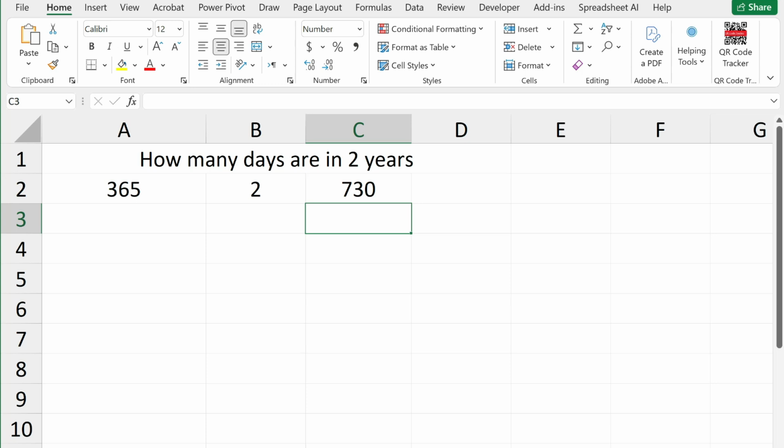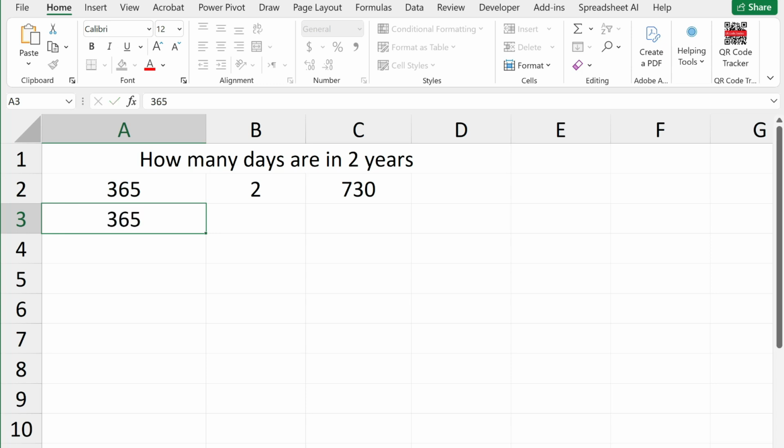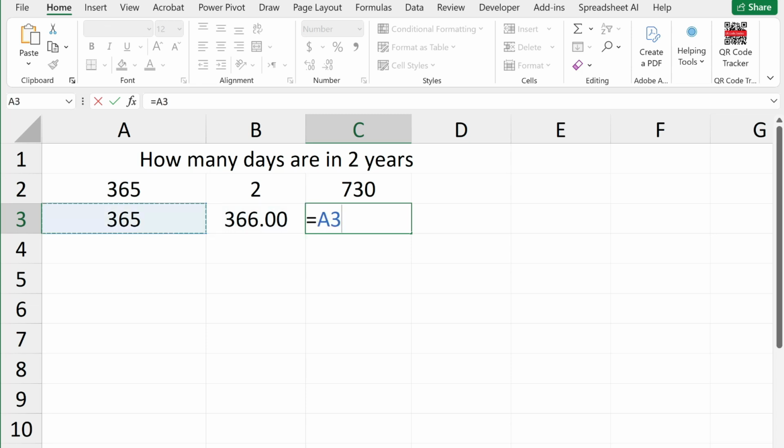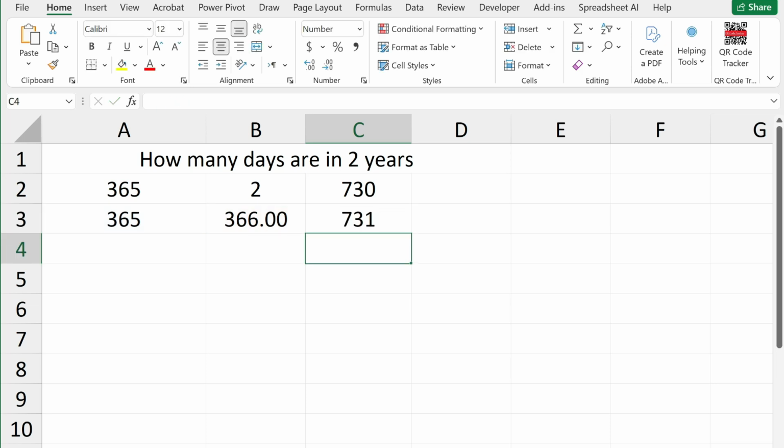So, every 4 years we add one extra day, 29th February, to keep the calendar aligned with Earth's orbit. So, the first year 365 days and the leap year 366 days, plus both, equals 731 days. So this occurs if your 2 year span includes a leap year.